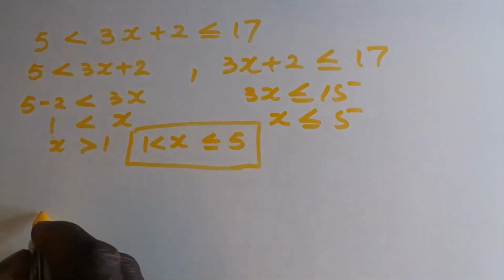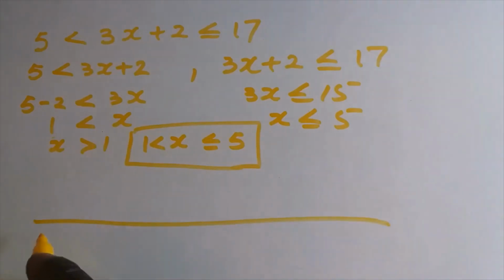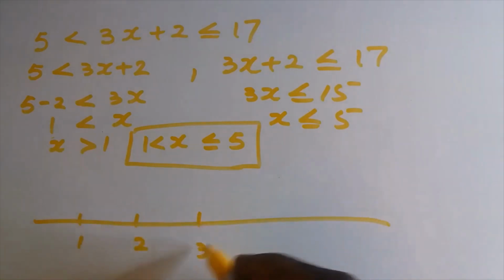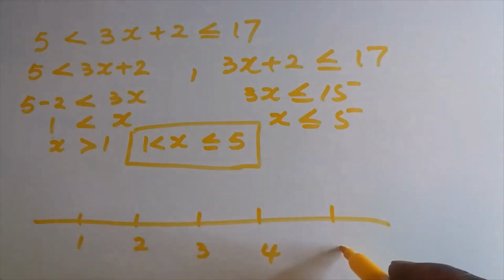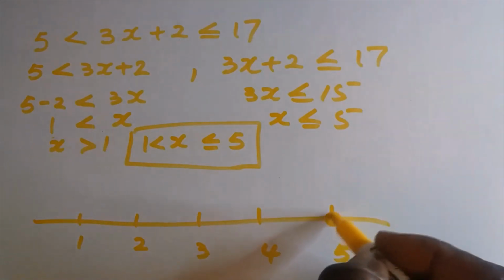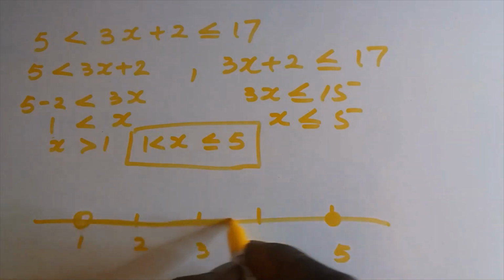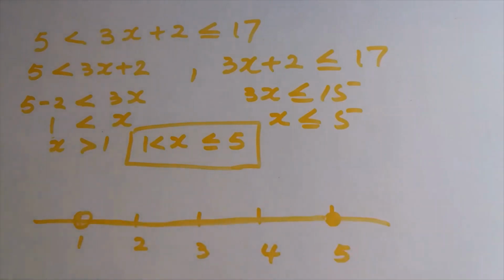And on the number line, we just draw a little sketch of it here. 1, 2, 3, 4, 5. We have a solid, and this one is open, and this line is thickened across here. So x greater than 1, we're not including 1, so we have an open circle, but it must be less than or equal to 5, so we are including 5, so we have a closed circle.